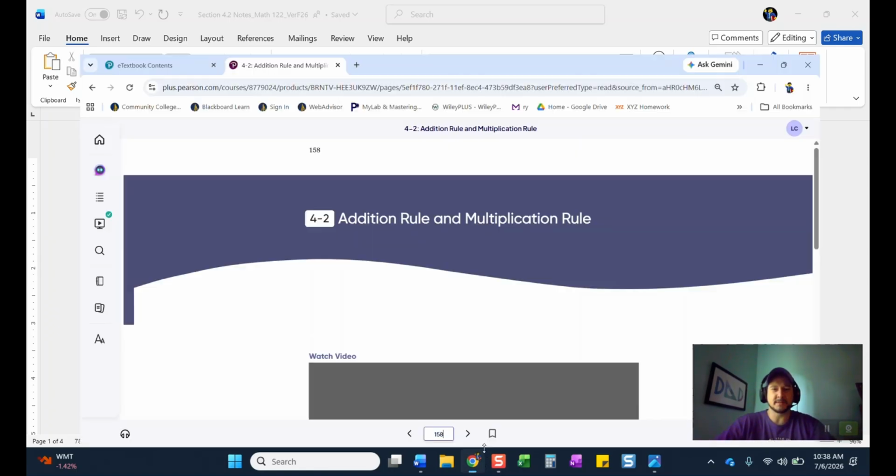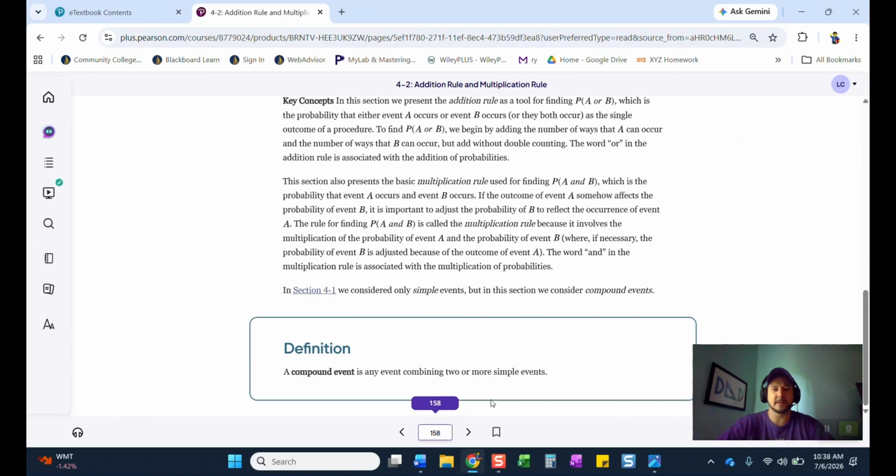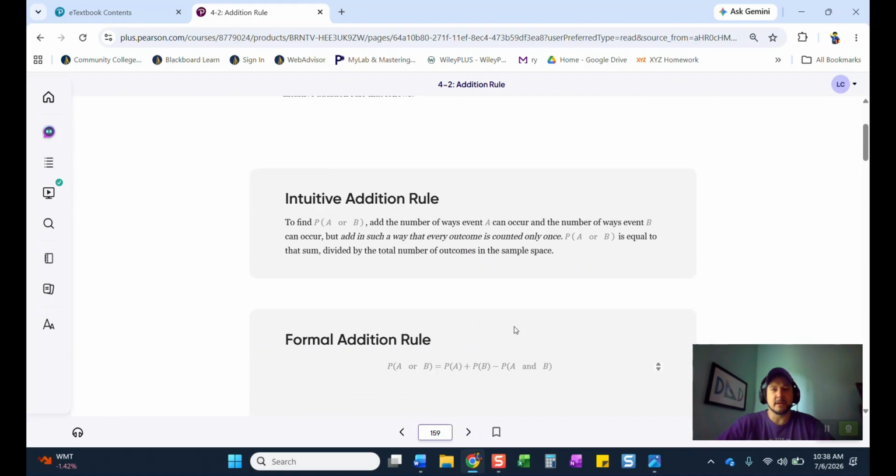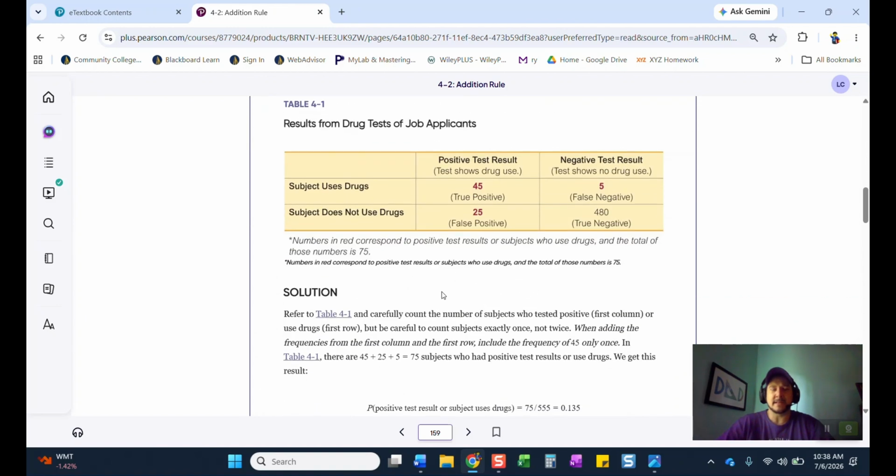In the textbook, I want to show you that a good chunk of the examples for this section are based on tables like these. Results from drug tests of job applicants. So here we have a pivot table, where the first row is for subject uses drugs, second row is for the subject does not use drugs. First column is positive test result and negative test result for the last column. So one thing that is built into this table is the concept of tests either being correct some of the time or tests not being correct some of the time.